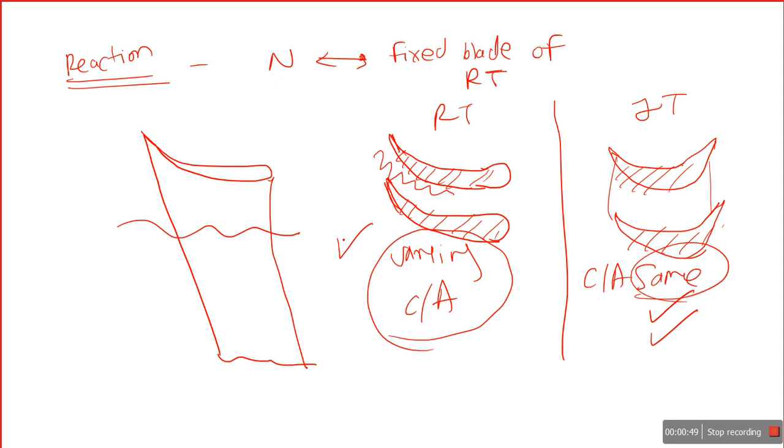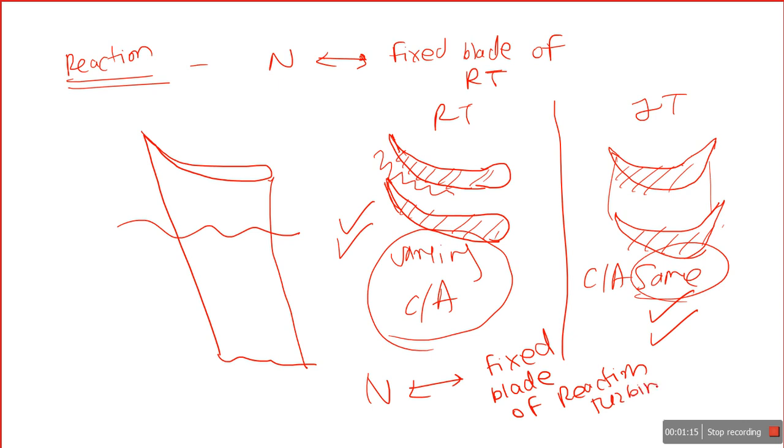Varying cross section in case of reaction turbine is very important. While developing the design of the reaction turbine, the nozzle is replaced with the fixed blade of the reaction turbine. It is very important. Note down. In case of reaction turbine, the nozzle is replaced with fixed blade of reaction turbine.